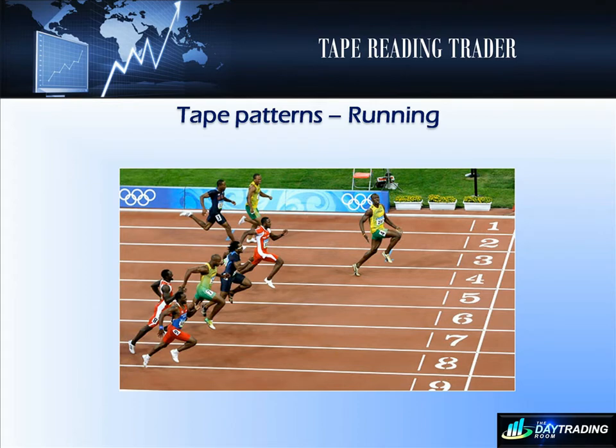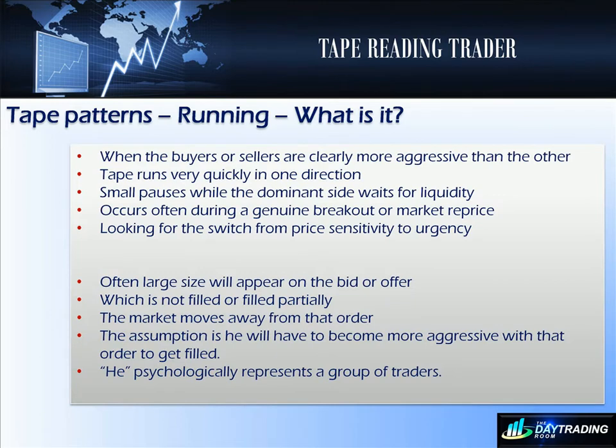Okay, so we talked about icebergs, and now I want to move on to a tape pattern that I call running. So what is running? Well, it's basically when the buyers or sellers are very clearly in control and are very clearly more aggressive than the other. So if the market is pushing hard to the upside, we've got green on the time and sales, we've got lots of volume coming through, we've got very quick running of the tape, we've got small pauses while the dominant side waits for liquidity.